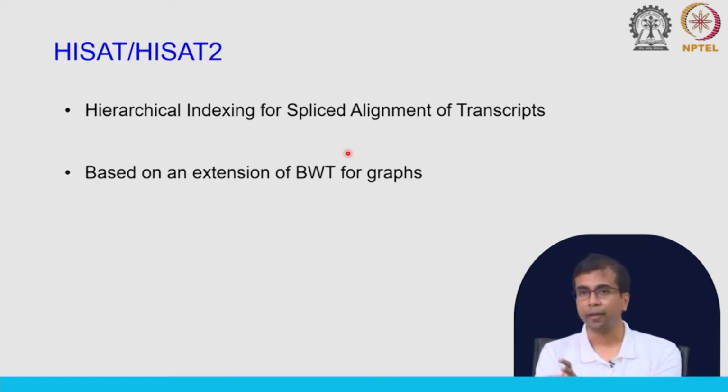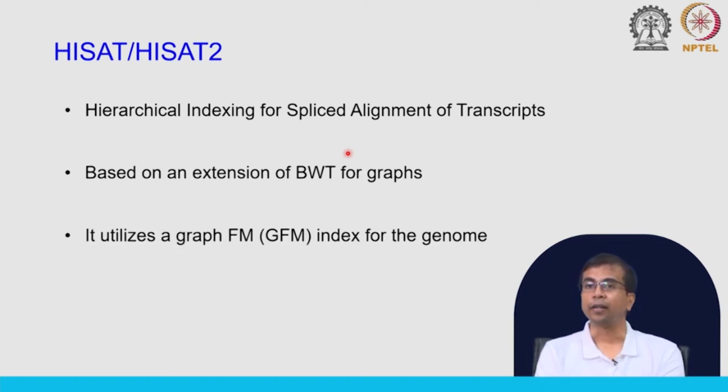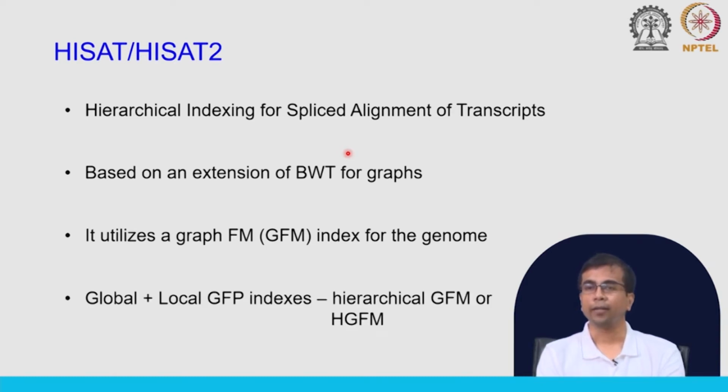We will see in a moment a part of the algorithm for this tool, and it generates something very similar to Bowtie2, where we generated this FM index. So, instead of an FM index here, it generates a graph FM index, so it is for a graph. That is why it is called graph FM index, or GFM. And it also does something called global indexing as well as local indexing, along with some repeat indexes. So, it generates something called a hierarchical GFM, or HGFM.